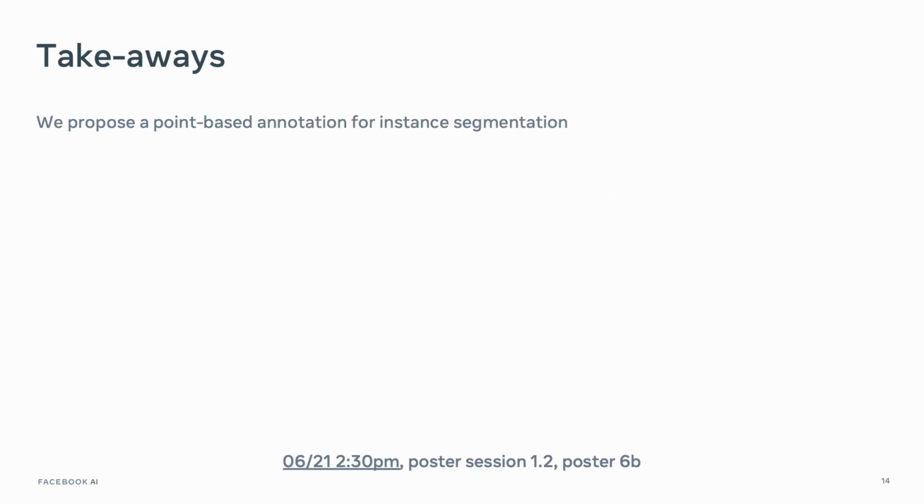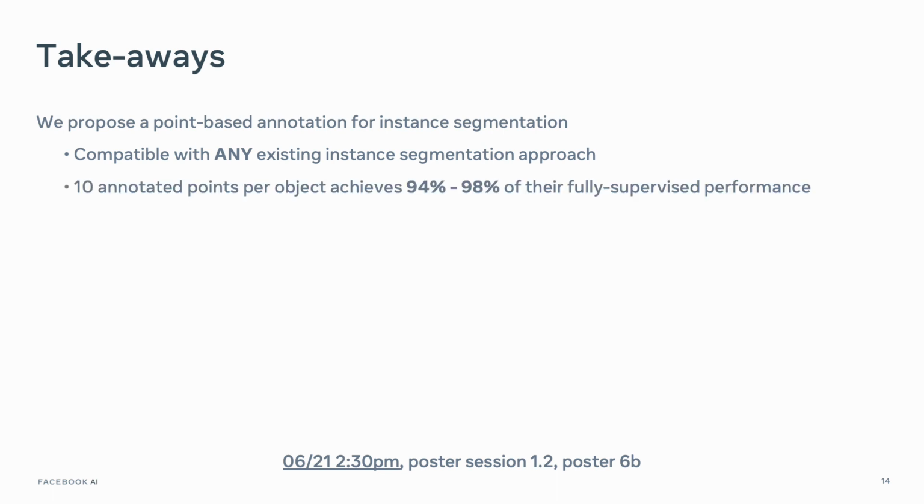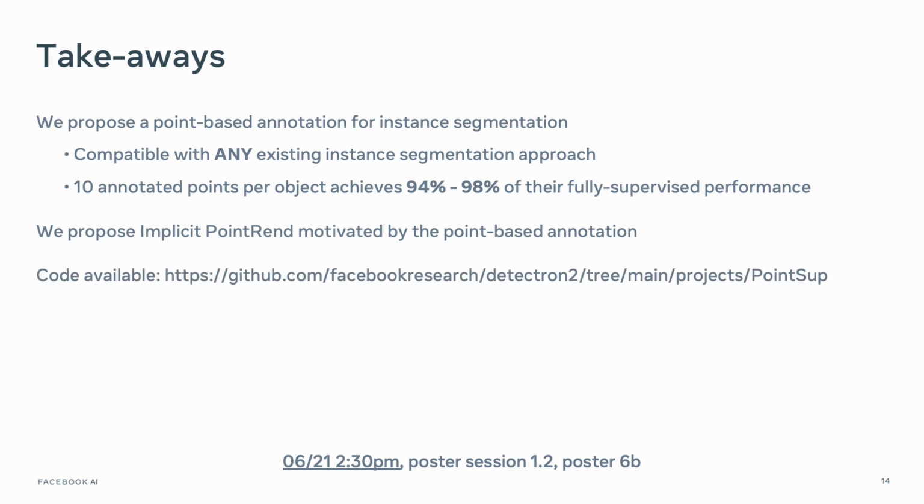In summary, we propose a point-based annotation for instance segmentation, which consists of a bounding box and a few randomly sampled points within the bounding box. Our point-based annotation is compatible with any existing instance segmentation approach. And using 10 annotated points per object can achieve 94 to 98% of their fully supervised performance. We further propose an implicit PointRend module motivated by the new point-based annotation.